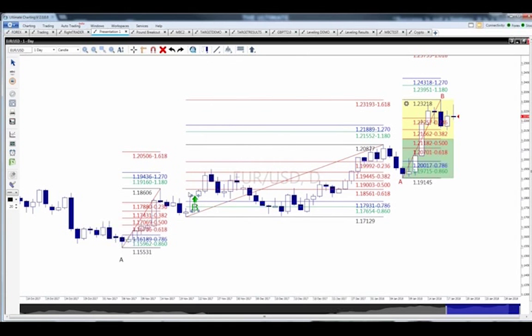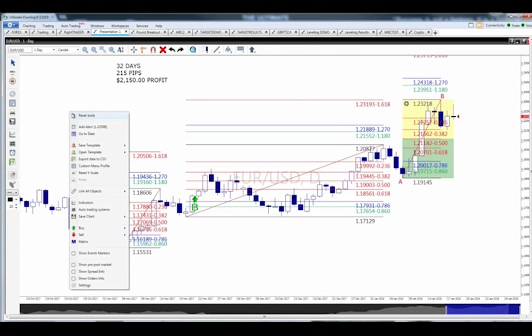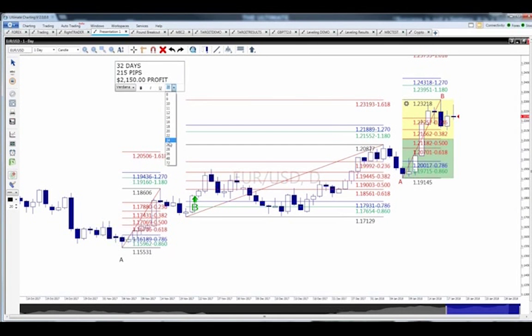So in this particular example, I would have been in this trade and could have made, if it hit that extension, in about 32 days, 215 pips on a standard lot. That's $2,150, less commissions, obviously, profit. And then you know what? It repeats itself. And these love to repeat themselves over and over again.